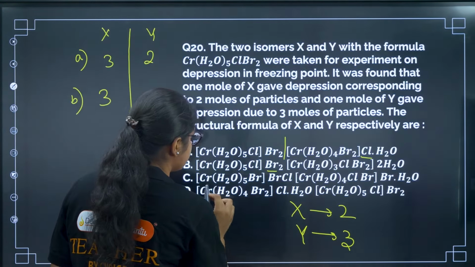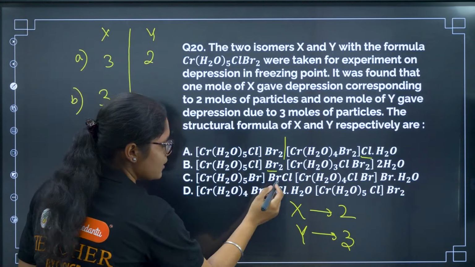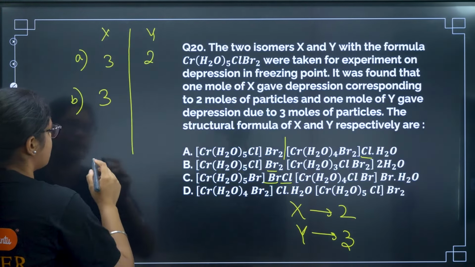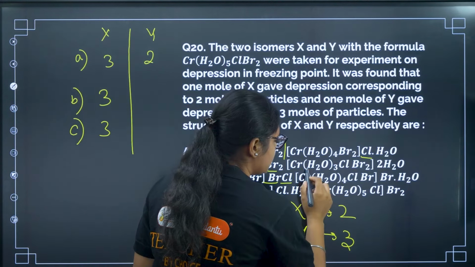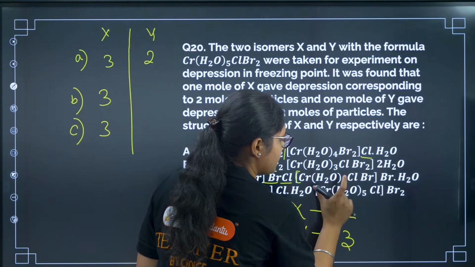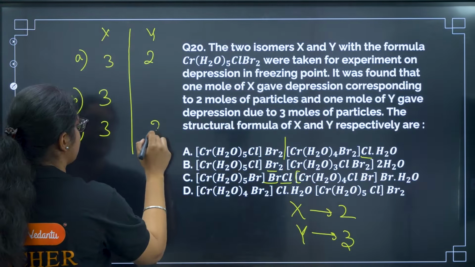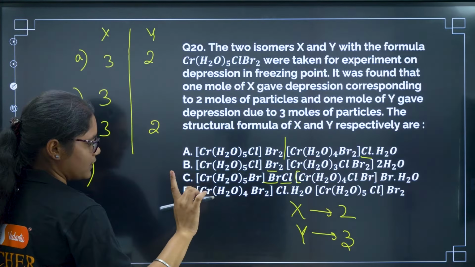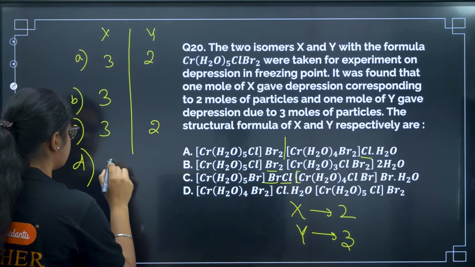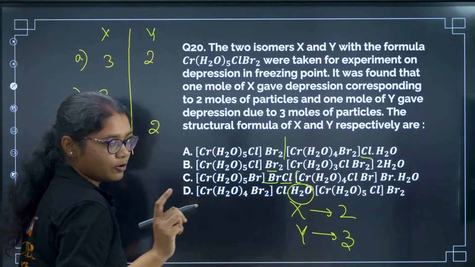Now if you see option C, this whole complex is 1 ion, bromine is 1 ion and chlorine is 1 ion. Again, this is giving me 3. And if you check here, this whole complex is 1 ion and bromine is 1 another ion, so that is 2. Now see option D. Here we have one complex, 1 ion, and chlorine another ion, that is 2. You need not consider the water molecules, okay?